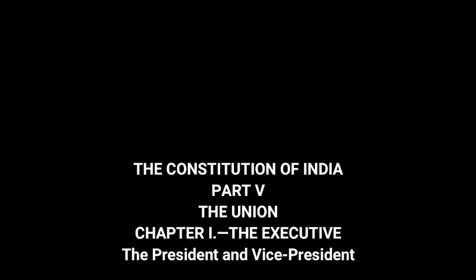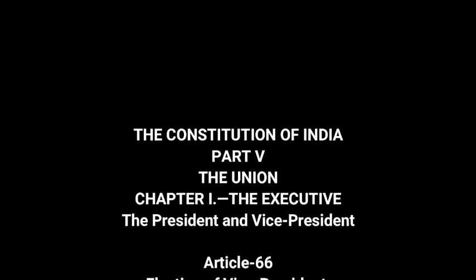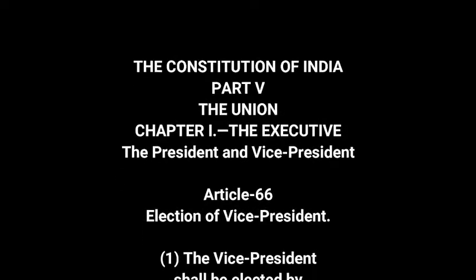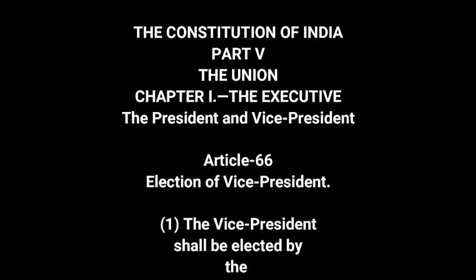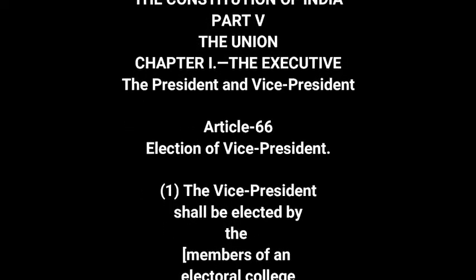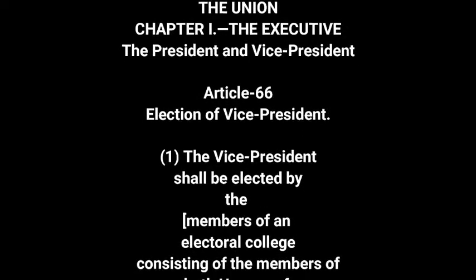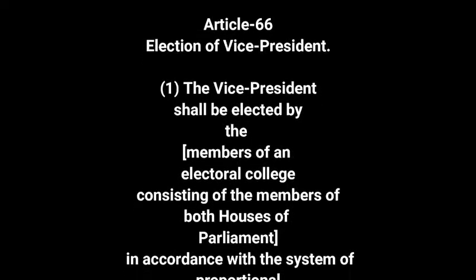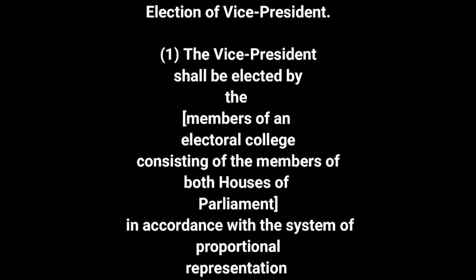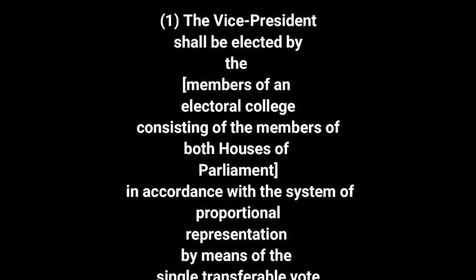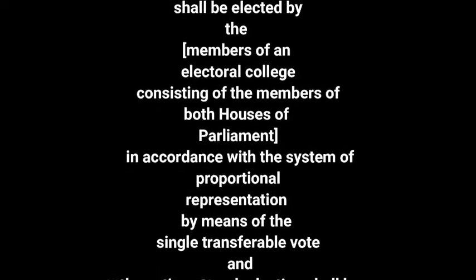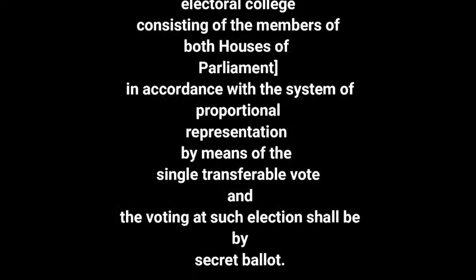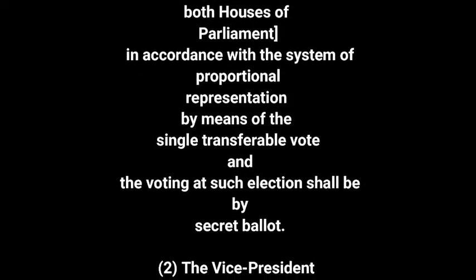The Constitution of India. Part 5, The Union. Chapter 1. The Executive. The President and Vice President. Article 66. Election of Vice President. 1. The Vice President shall be elected by the members of an electoral college, consisting of the members of both Houses of Parliament, in accordance with the system of proportional representation, by means of the single transferable vote, and the voting at such election shall be by secret ballot.